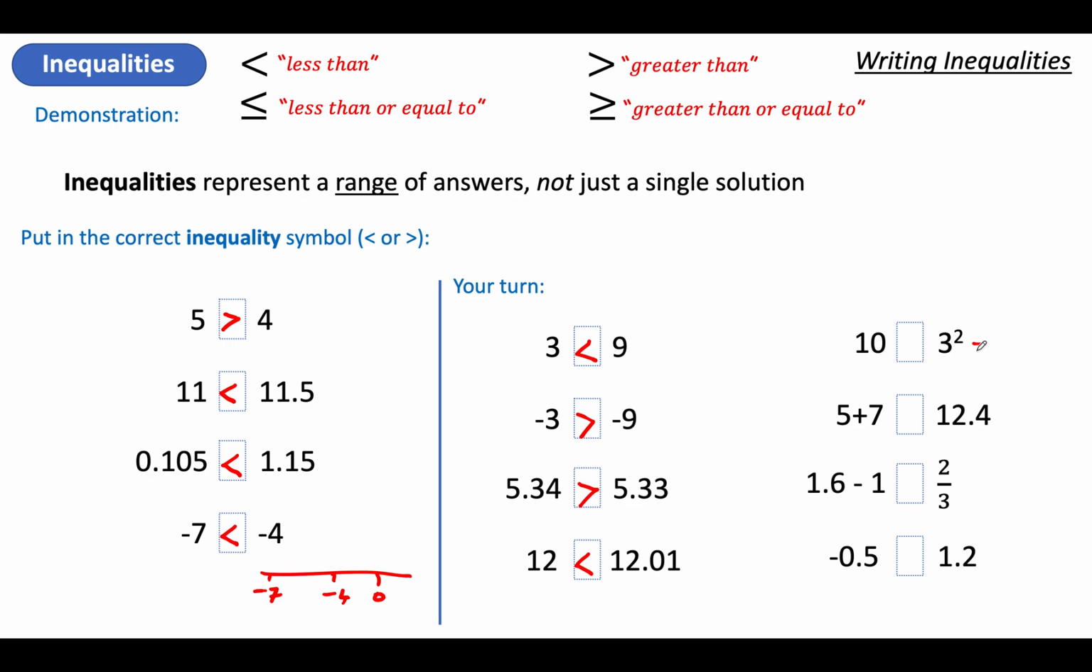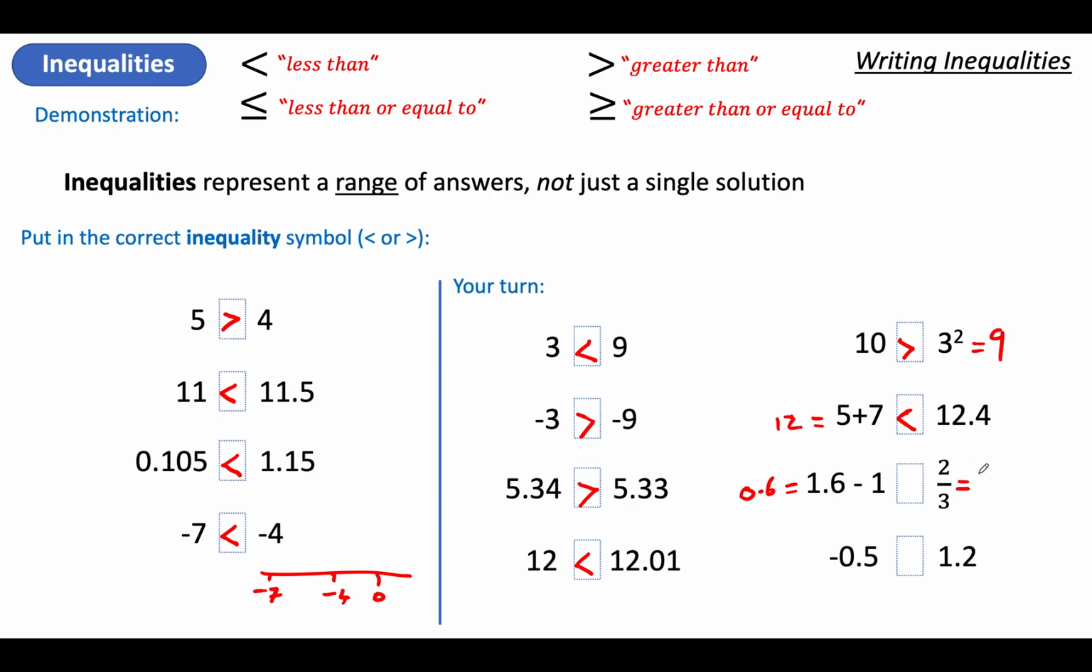Okay, up here, 3 with a little 2 means 3 squared. That's 3 times 3, which is 9. Now 10 is bigger than 9, so 10 is greater than 3 squared. 5 plus 7 is 12. And this is 12.4. Well, 12 is definitely less than 12.4, so we put a less than sign in. Now 1.6 take away 1. Well, it's not tricky maths, is it? 0.6. What about 2/3 though?